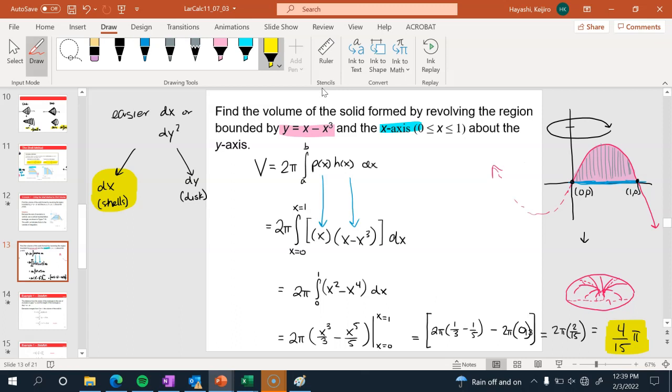In some ways, the disk method is easier, because it's a little easier to remember just what all the parts mean. But at the same time, it does require you to square a function, whereas the shell method does not require you to square anything. At most, it just requires you to multiply something by a linear, just an x. So they each have their benefits and their downsides.